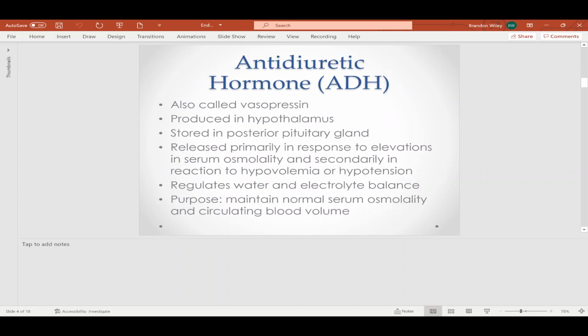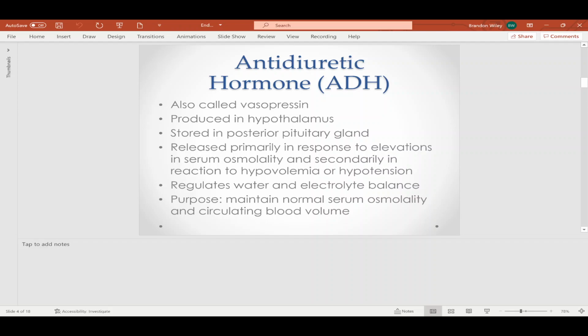Antidiuretic hormone is also called vasopressin, so you will hear it used interchangeably. Again, it's produced in the hypothalamus. Which portion? Posterior, good job. And it says it on the slide. It is released primarily in response to elevations in serum osmolality. I'm going to shorten osmolality to Osm, which is what you also hear in the clinical setting. And secondarily, it's released in reaction to hypovolemia and hypotension.